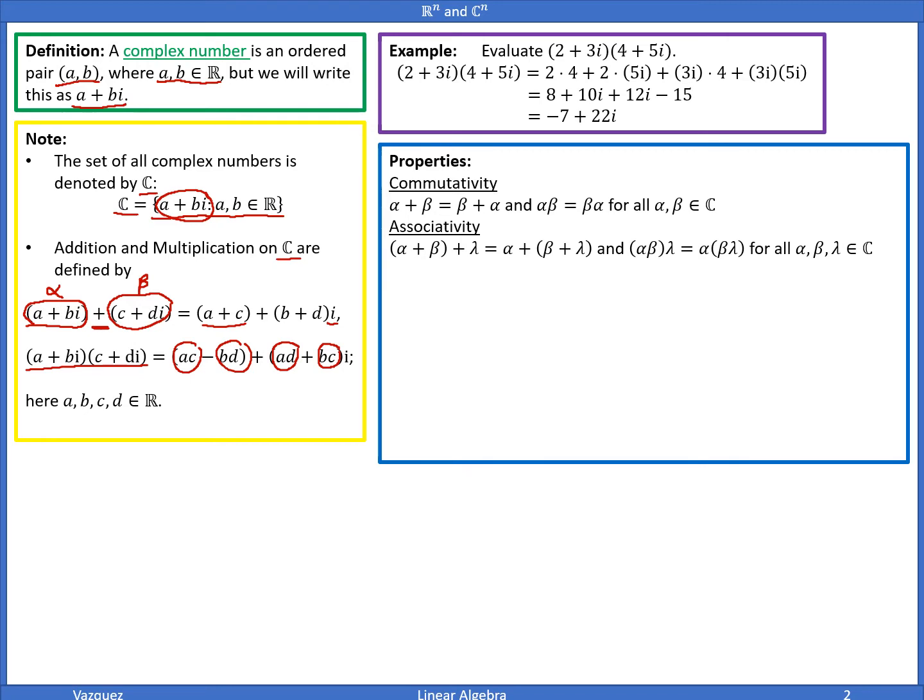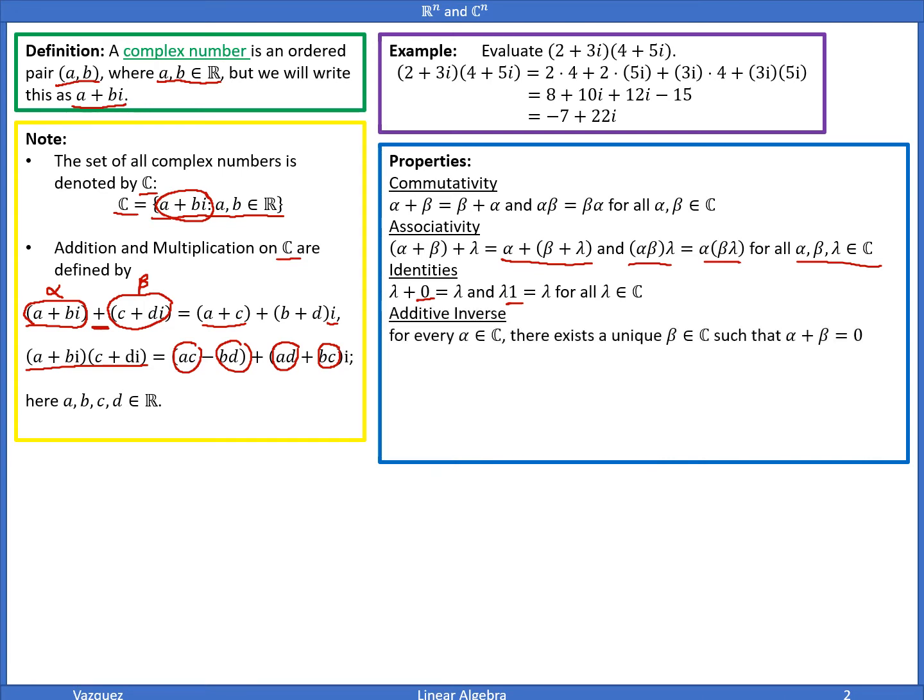Next is associativity. If we have alpha plus beta in parentheses plus lambda, well, it's the same thing as the one from the other side. Same thing with multiplication. Again, this is a theorem, so there's a way to prove this. Should not be complicated. That's associativity. If you can guess what's next, it's going to be identities. So we have identities. Lambda plus 0 is equal to lambda. That's the additive identity, and the multiplicative identity for the complex numbers. And that's where alpha is a complex number, because we're dealing with complex numbers here.